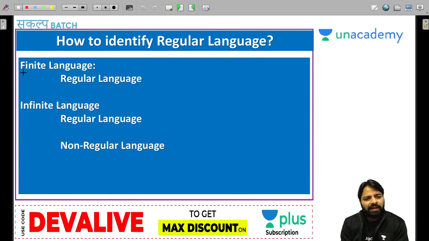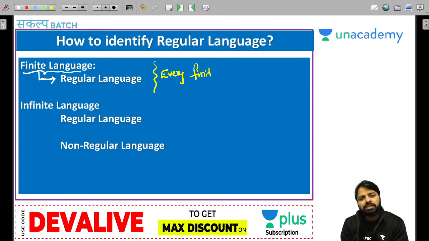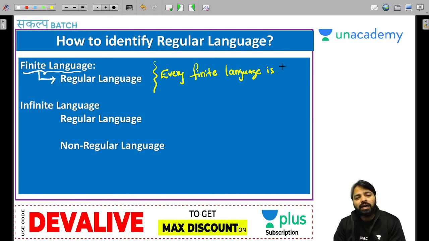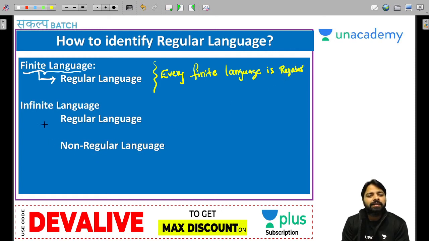If you see any finite language, blindly what do you say? It is regular. Every finite language is regular. It doesn't matter if you have 1,000 conditions, you should say it is regular, because the language is finite. You can easily design a finite automata, you can write an expression, and you can write a regular grammar for that. Clear this point?